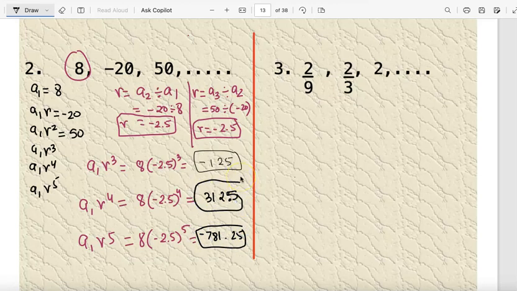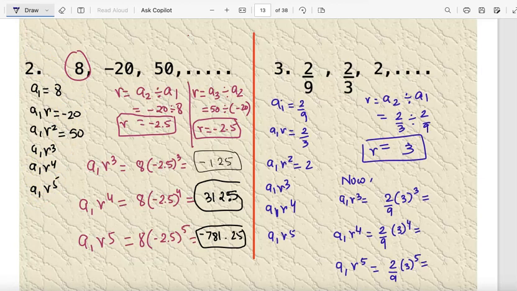Now for the next problem, question number 3, I want you to pause the video and do this problem on your own so you can have a better understanding of this concept. Go ahead, pause the video and do this problem. I hope you paused the video, and I just wrote all the steps for you.